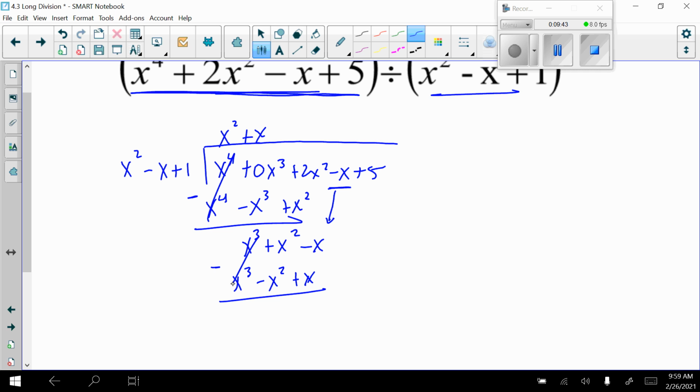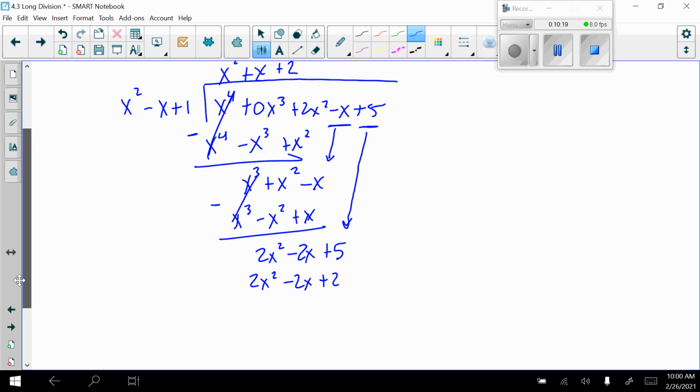We'll cancel. X squared minus negative x squared is a plus x squared, so that's 2x squared. And negative x minus x is negative 2x. And I'll bring down my final term, which is a plus 5. And one more time, what do I need to multiply x squared by in order to get 2x squared? Plus 2. So I'll multiply 2 by all three of these terms. 2 times x squared is 2x squared. 2 times negative x is negative 2x. And 2 times 1 is plus 2.